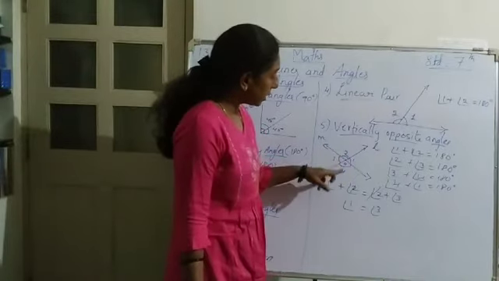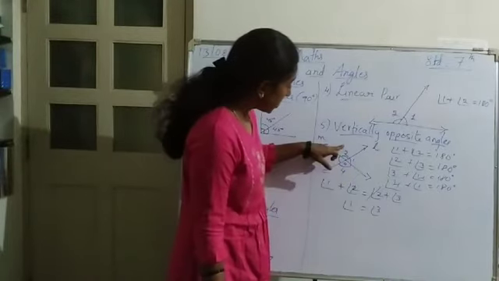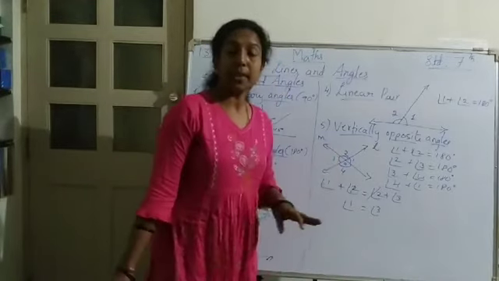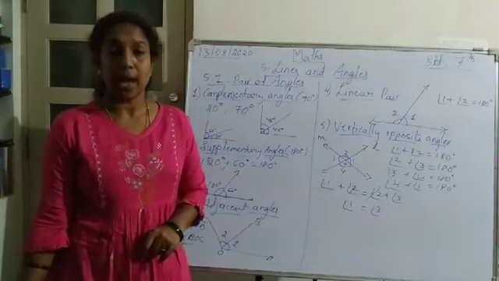And like that, one more pair of vertical angles is there, that is 2 and 4. These two also we say are vertically opposite angles.